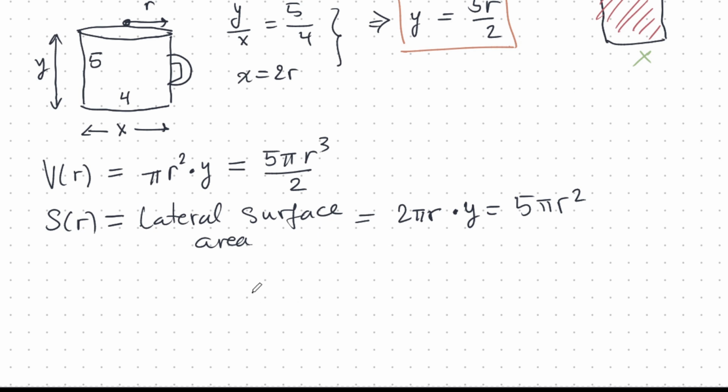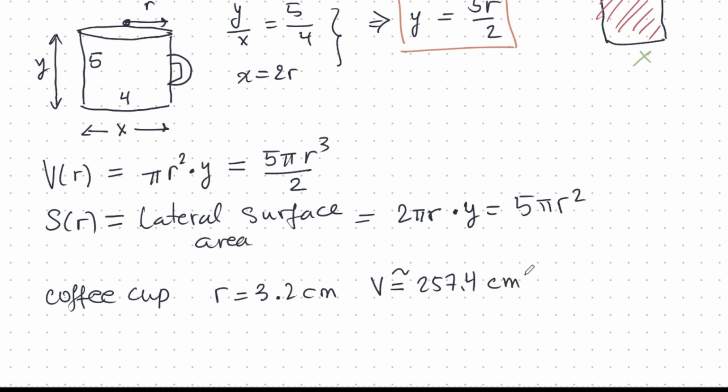Okay, you're wondering, why do I need these formulas? Well, I do need them because I need to know the dimensions for a cup that's going to hold 200 grams of coffee, right? So for a coffee cup, let's take a radius of 3.2 centimeters. And what does that give us? For volume, we end up getting approximately 257.4 centimeters cubed. And this is good because I want to fit in this cup 200 grams of liquid coffee, right? I don't want it to overflow.